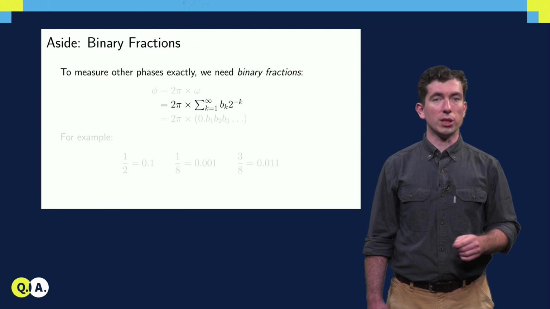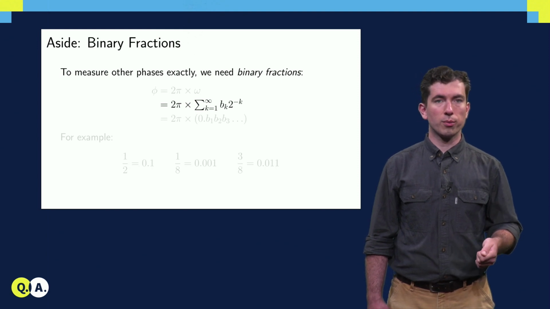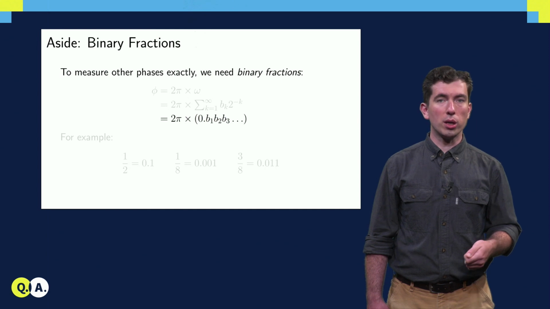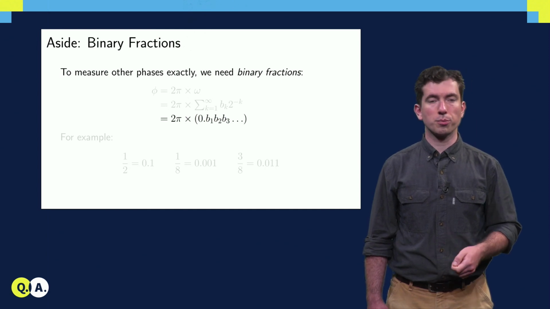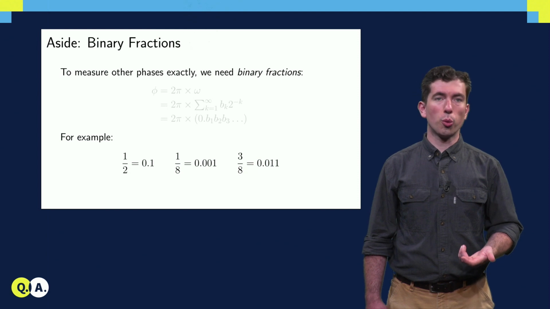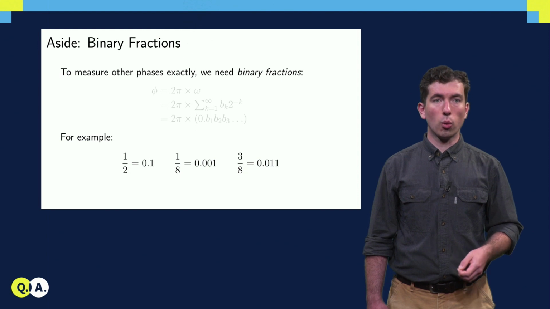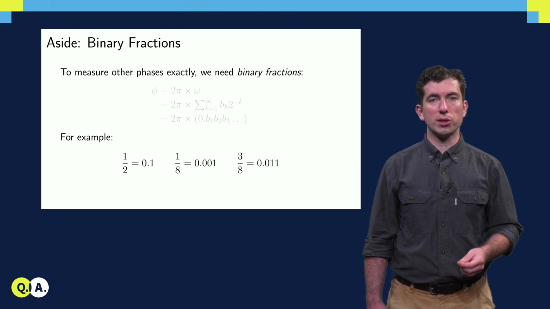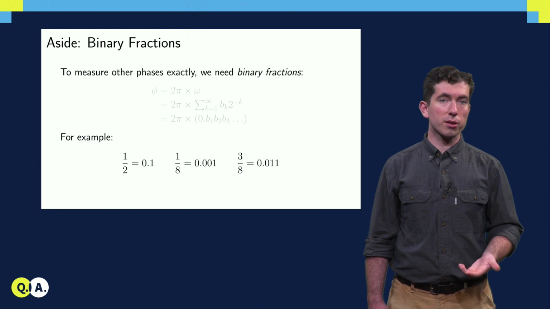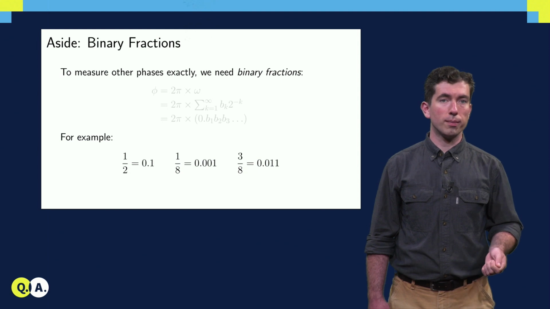Omega is a sum over these values bk, each of which can be 0 or 1, times 2 to the minus k for k ranging from 1 to infinity. We can write this out as 0.b1, b2, b3, etc. For example, 1 over 2 will now be denoted 0.1, where normally you would use 0.1 to denote 1 over 10 in base 10. Also, 1/8, 1 over 2 to the 3, will be 0.001, and we can express other fractions like 3/8 as binary strings like 0.011.